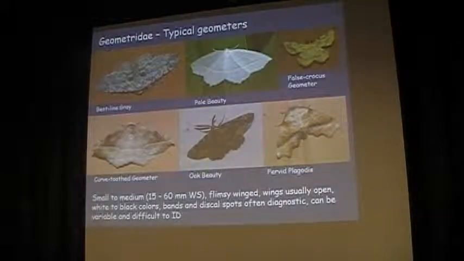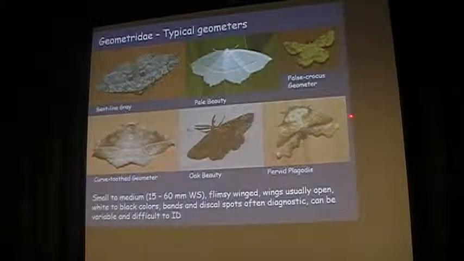These are what are called typical geometers. They belong to a whole series of genera and subfamilies and tribes. And these are the common ones you'll see. You leave your door open at night, and these are the ones that are going to be coming in and flying around your house, and cats are going to be trying to get them. Lots of different colors, lots of different shapes.